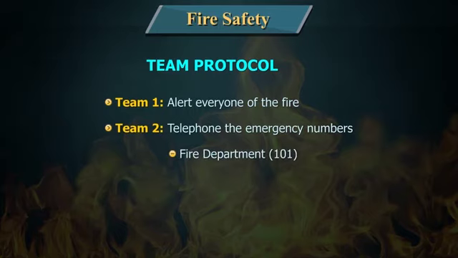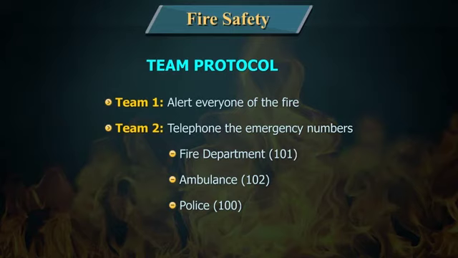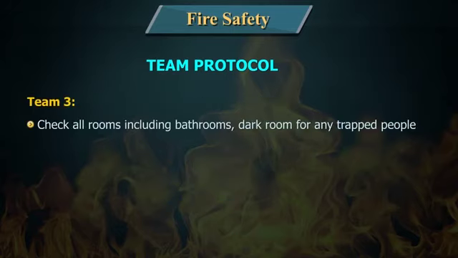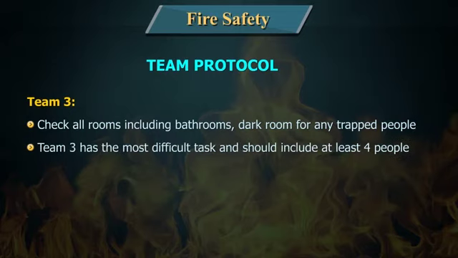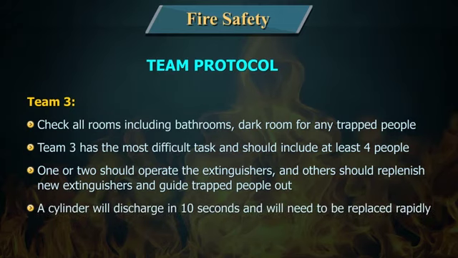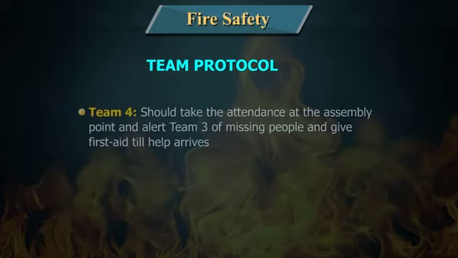A. Fire Department 101. B. Ambulance 102. C. Police 100. 3. Team 3. Check all rooms including bathrooms and dark rooms for any trapped people. Team 3 has the most difficult task and should include at least 4 people. 1 or 2 should operate the extinguishers and others should replenish new extinguishers and guide trapped people out. A cylinder will discharge in 10 seconds and will need to be replaced rapidly.